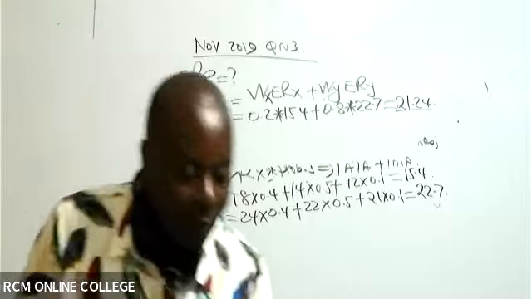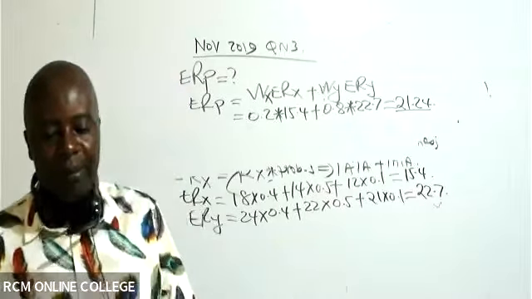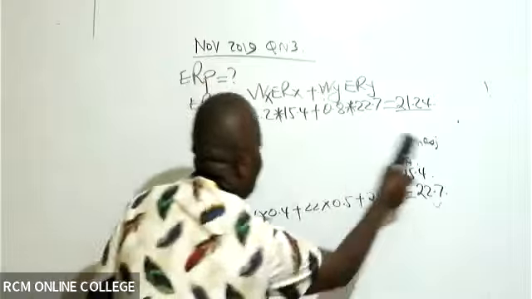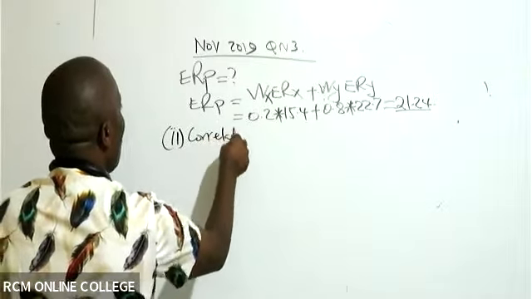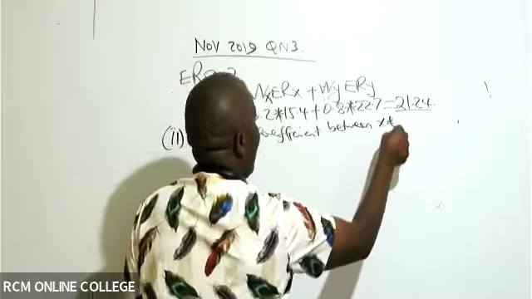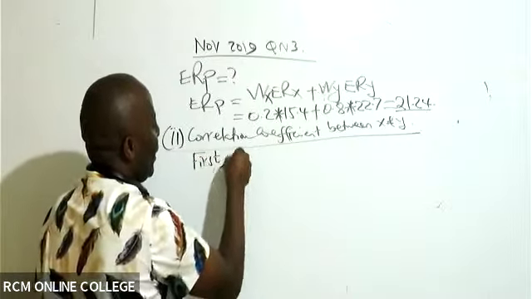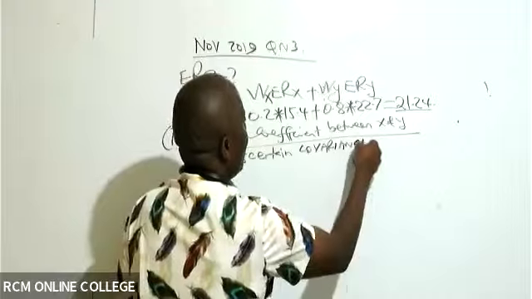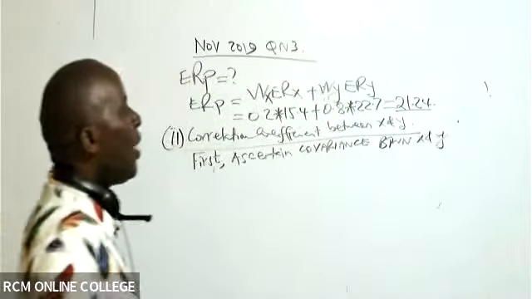And with your permission, I'll go to Roman 2 of this question, where they want me to give them the correlation coefficient between securities X and Y. So here again, first ascertain covariance between X and Y. First, ascertain covariance between X and Y.